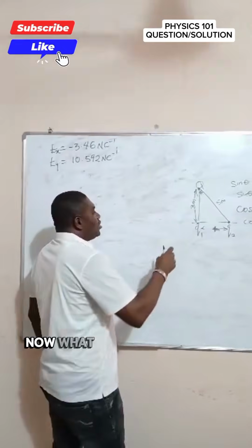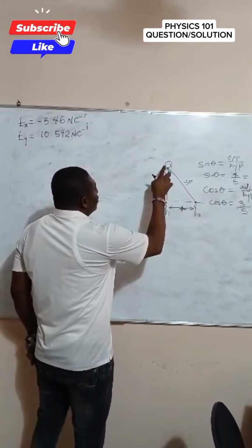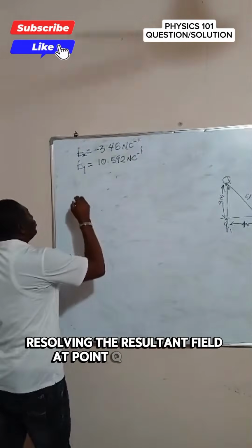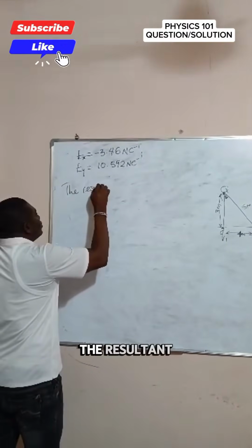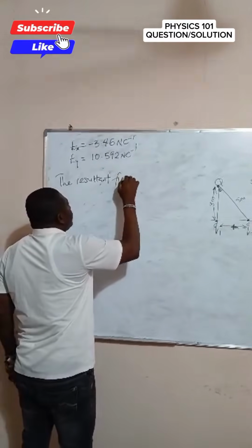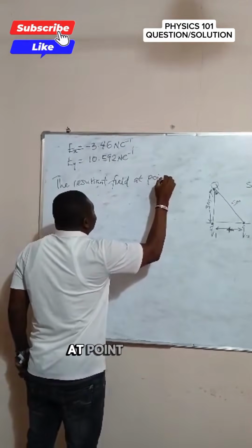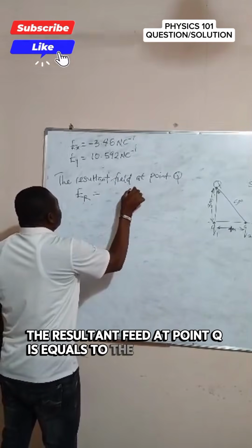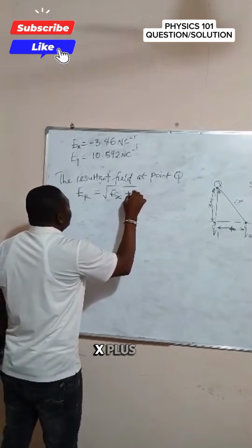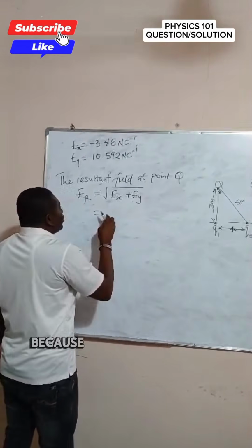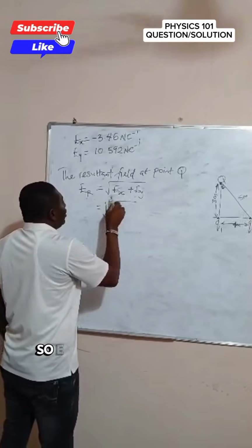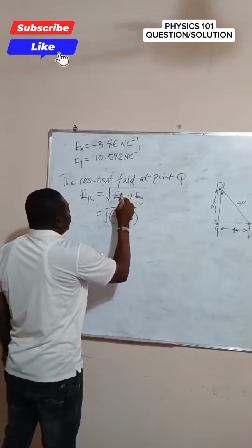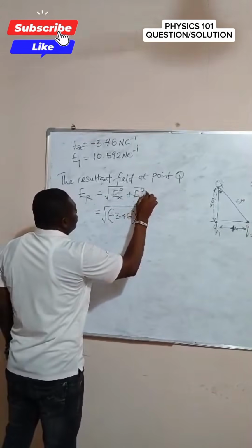Finally, what is the net effect of Q1 and Q2 at point Q? So let's see. The resultant field at point Q is equal to the square root of EX squared plus EY squared, because we have resolved it in the X and Y directions. So EX is minus 3.46, all squared. Okay, sorry, I forgot the square. EX squared plus EY squared.